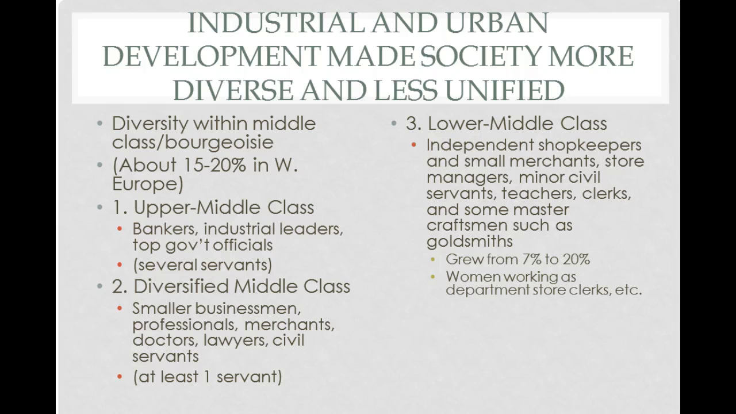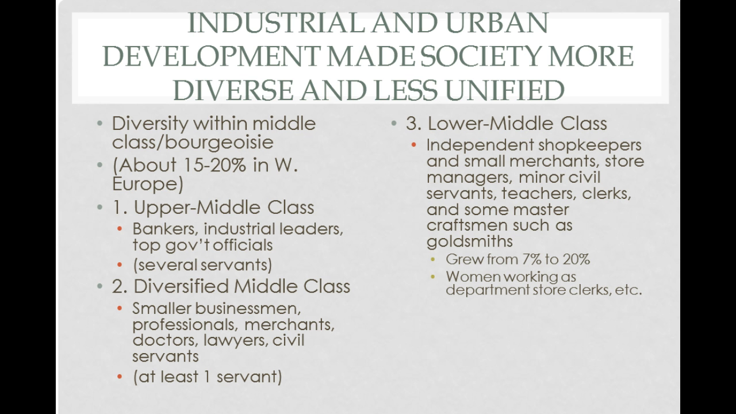We have an upper middle class. If you do a tier, put a number 1 by the upper middle class. They are the top of the middle class. They are bankers, industrial leaders, large-scale commerce, top government officials. You can kind of tell who they are because they will have employed several domestic servants in their home. That's another sign, not only their profession, but their domestic servant number. Then we have level 2, the diversified middle class. These are our smaller businessmen, professionals, merchants, doctors, lawyers, civil servants. They have at least one domestic servant working in their home. So that's how you can also identify them.